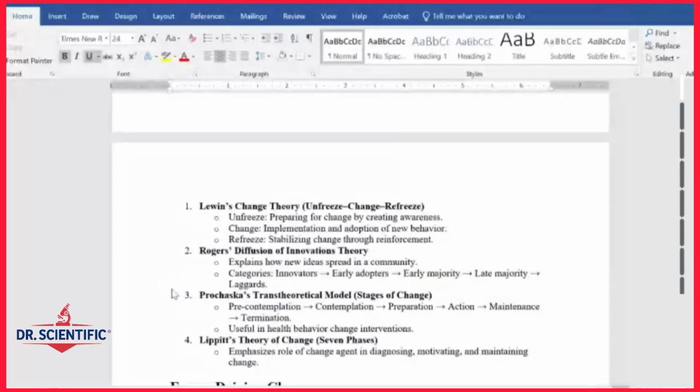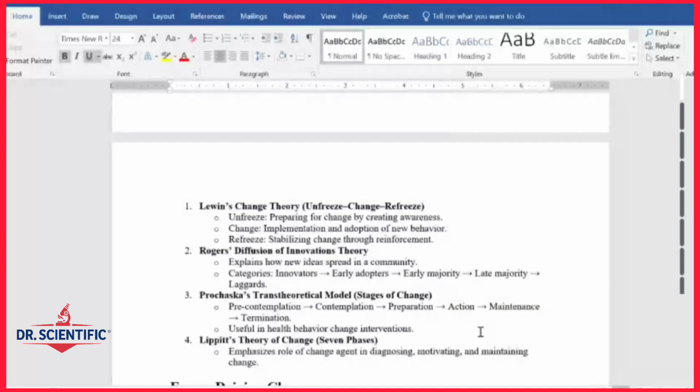And lastly, we have got Lewin's theory of change, whereby he was trying to explore how to ensure that you diagnose that particular change, then you get motivated, and then you can be able to maintain that particular change.